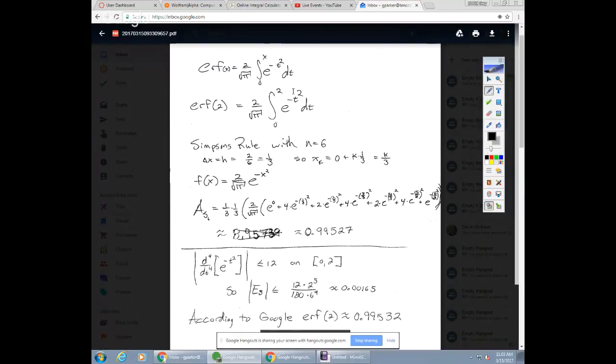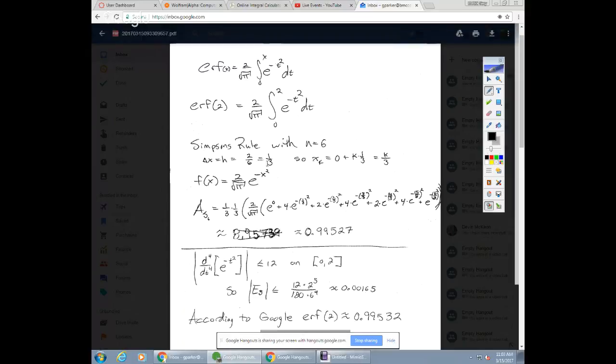So we're live. So the error function, this was number 8 in the homework, and I'll post this somewhere in our course, is equal to this function here, and we were asked to calculate the error function of 2, using Simpson's rule with n equals 6 intervals.